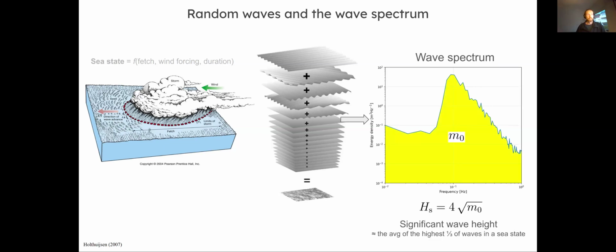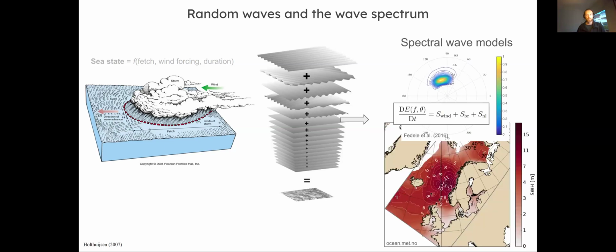So we can also integrate the spectrum over all frequencies and we get the full variance of the sea surface, which we write here as m naught. And we can use the sea surface variance to give us an estimate of the so-called significant wave height, which you can think of as the wave height that an experienced visual observer would give for a given sea state. And there's also an official definition which says that significant wave height is the mean of the highest one third of the waves observed during a given period of time. And the spectral estimate is usually pretty close to this value.